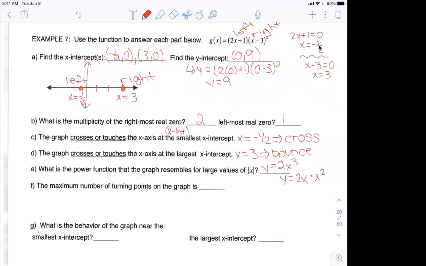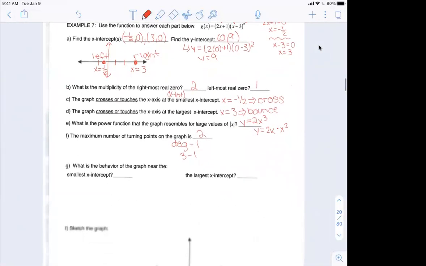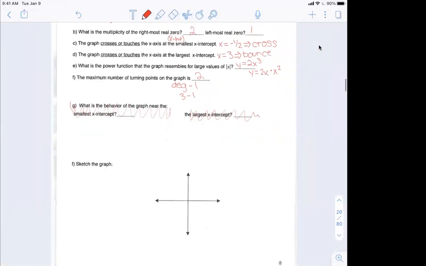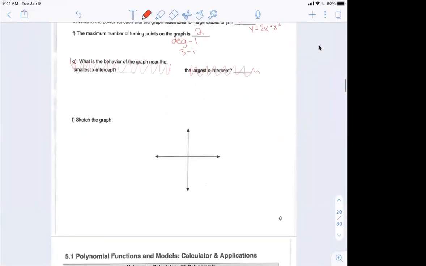The maximum number of turning points is degree minus 1. So our degree is 1 plus 2. You can add up those multiplicities. So 3 minus 1 is 2. So that would be the most max or mins we would have. What is the behavior? We're going to skip those because we're going to show you in the graph. So we're going to go ahead and graph this now.